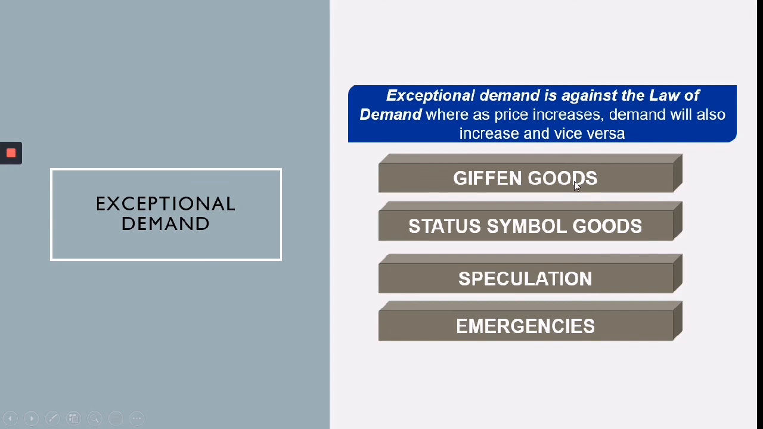Giffen goods or inferior goods are normally consumed by those in the lower income group because they are known as low-grade goods. For example, a person from the lower income group will spend a major portion of his or her income on Giffen goods and a smaller portion of his or her income on other superior commodities.